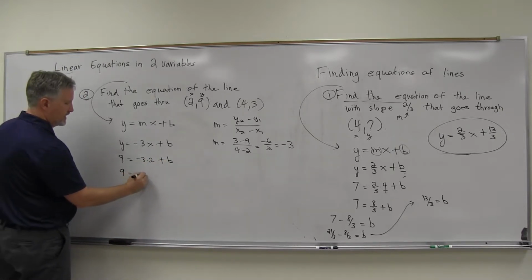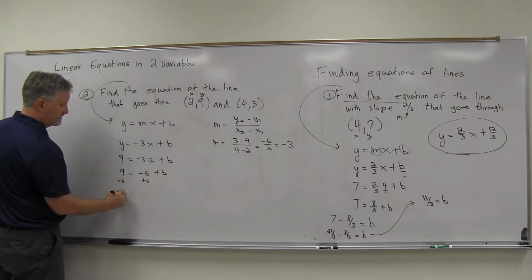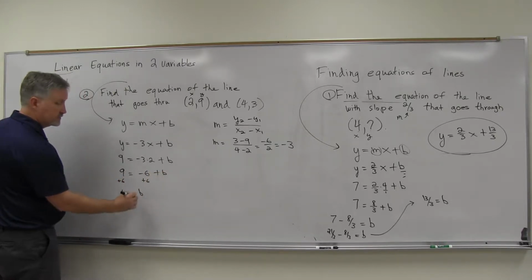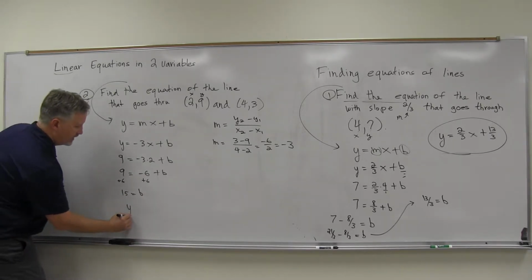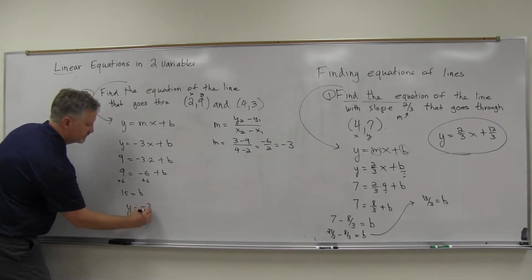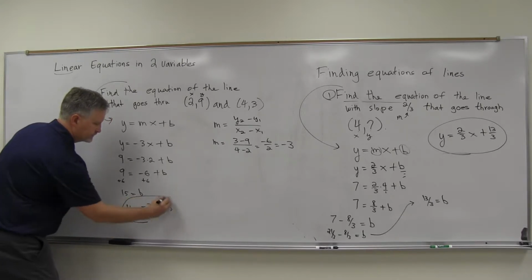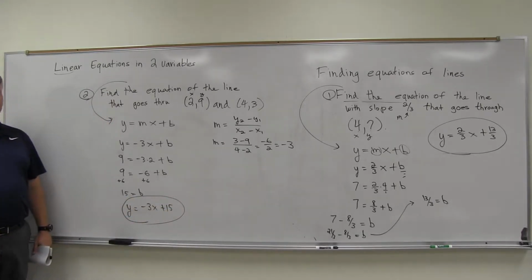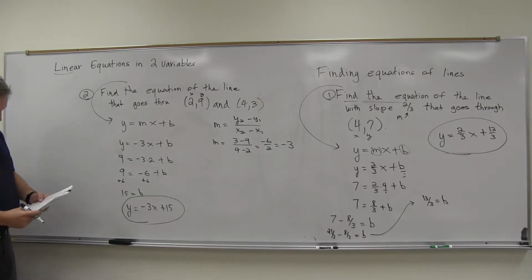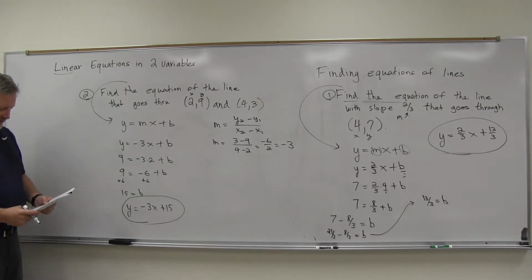So that makes 9 equals negative 6 plus b. So my b is 15. Believe that? Yes. So the answer is y equals negative 3x plus 15. Okay? All right.